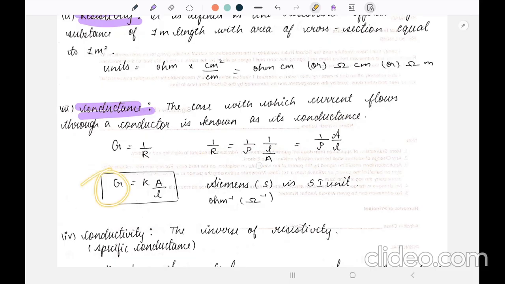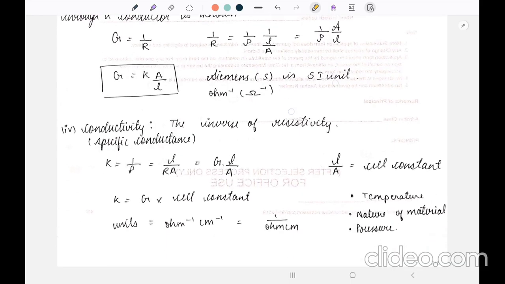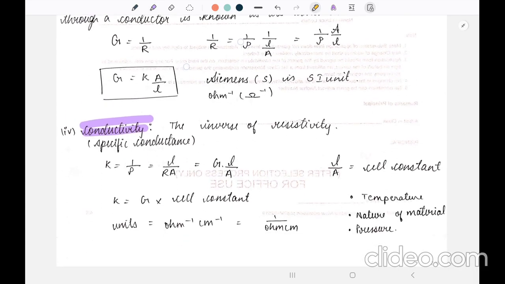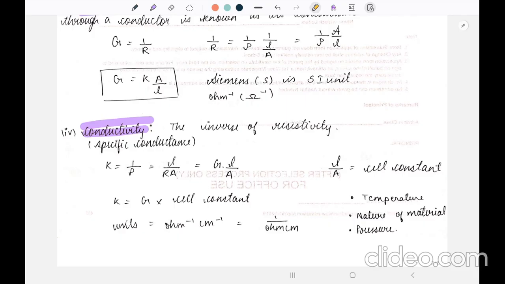So its SI unit is Siemens, which is ohm inverse. Now we study about conductivity. So the conductivity is the inverse of resistivity. So the conductance is inverse of resistance and the conductivity is inverse of resistivity. So conductivity is called specific conductance. It can be written as inverse of resistivity.